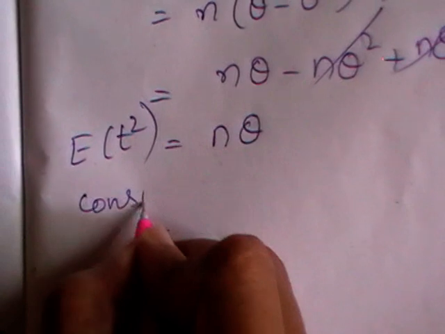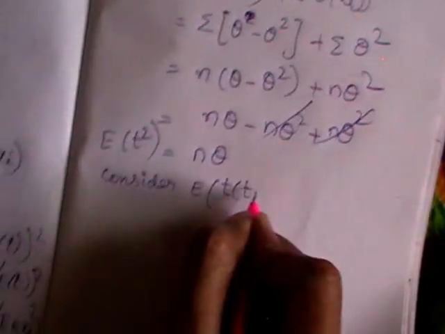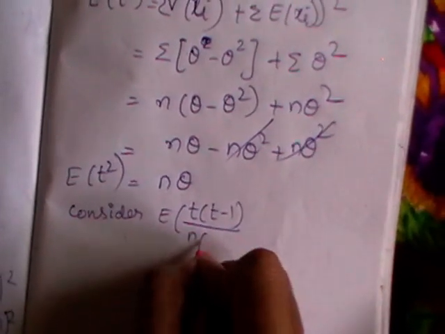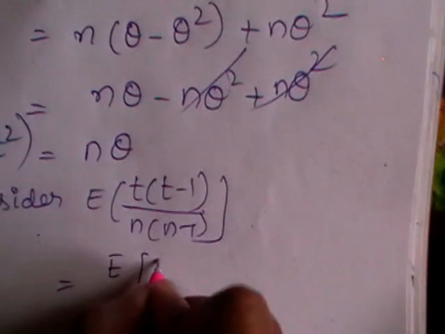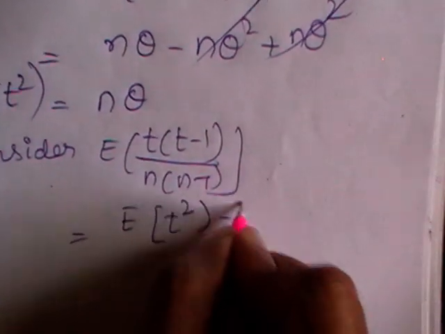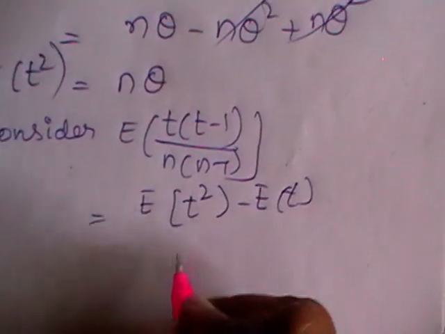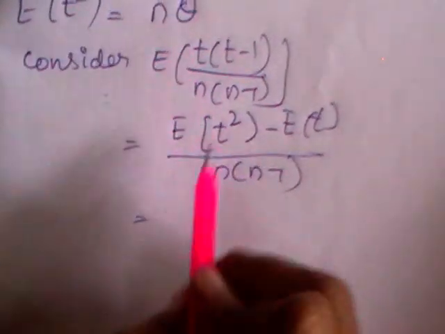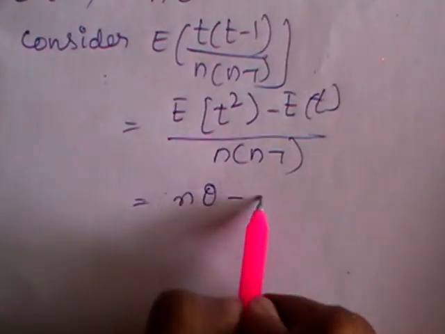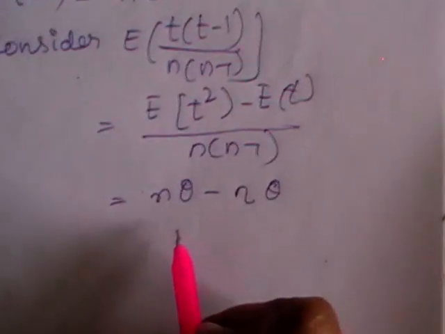Consider again the original one. Consider E of t into (t minus 1) by n into (n minus 1), which is equal to E of t square minus E of t, by n into (n minus 1). E of t square is nothing but, what is E of t square? n theta. Minus, what is E of t? It is again n theta.